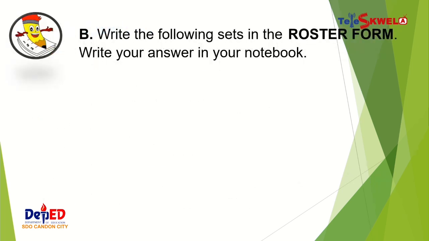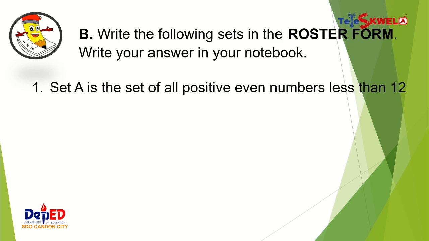For exercises B, write the following sets in roster form. You are given 5 seconds to answer each of the following. Number 1, set A is the set of all the positive even numbers less than 12.